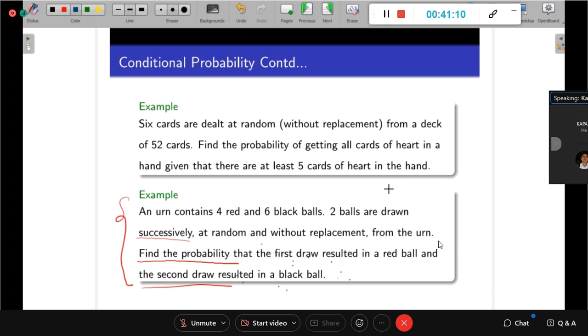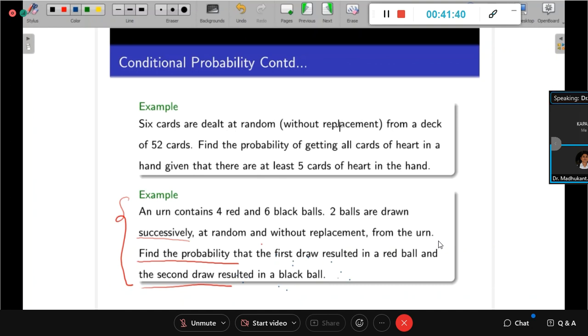Yes, sir. I had one doubt in this slide. Sir, we solved the second example by a different method from the first example. But there was no difference in the type of question. In both questions we are picking things without replacement. So in the first question our sample space decreases, and in the second question also our sample space decreases. So why did we change the method?